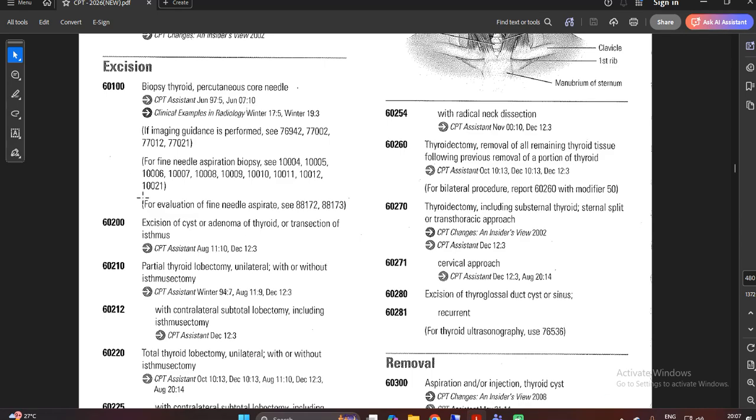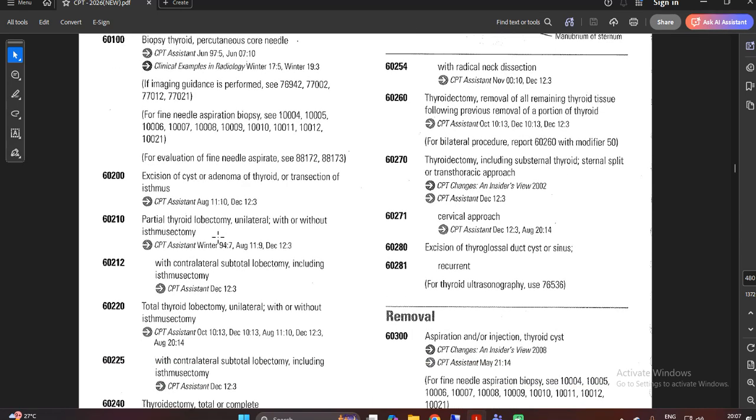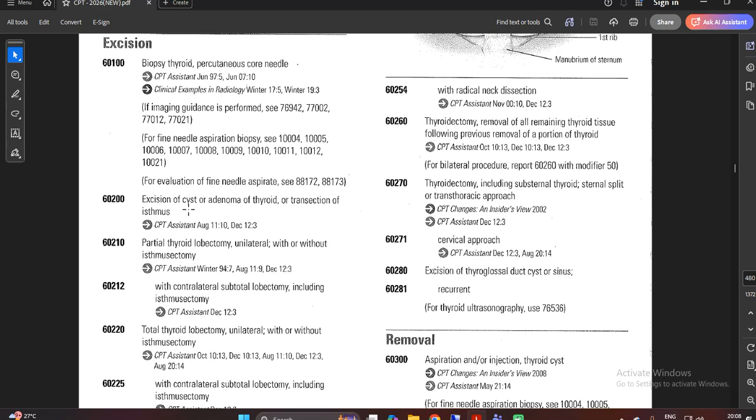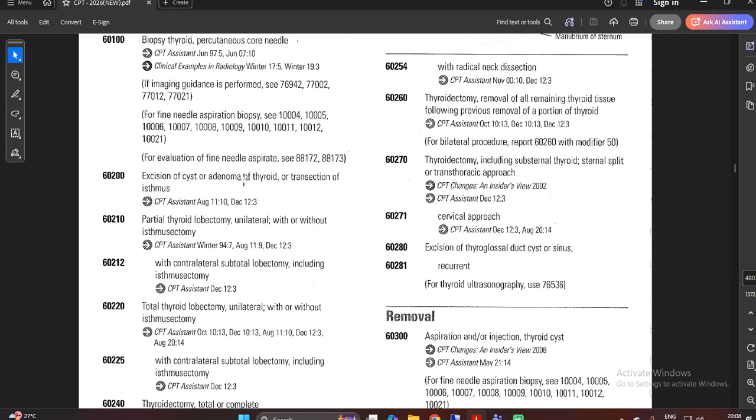Most of the time you will see these procedures in lung procedures, bronchoscopy. We have fine needle aspiration biopsy and cryo biopsy codes, and you will see those procedures in bronchoscopy. 60200, excision of cyst or adenoma of thyroid or transection of isthmus. Here the physician will remove the cyst or adenoma of thyroid. The physician is not removing the thyroid gland, only the lesion of the thyroid, the cyst or adenoma.